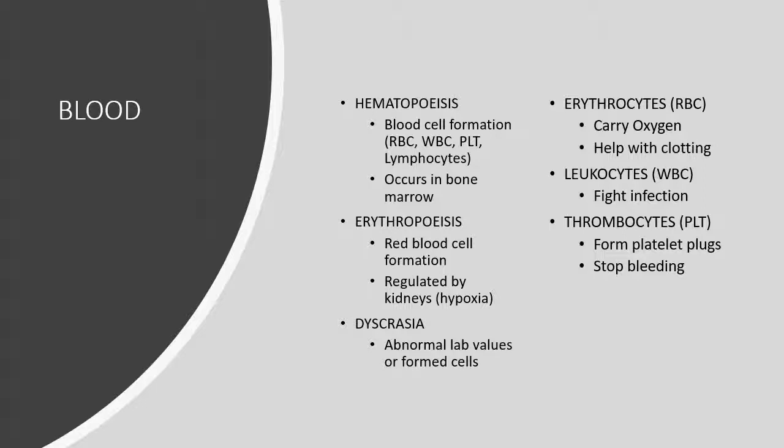Erythropoiesis, for example, is red blood cell formation, and the kidneys release erythropoietin, a hormone that triggers the stem cell to make red blood cells or erythrocytes. And this is regulated by kidney perfusion and oxygenation. So when the kidneys sense hypoxia, they trigger the bone marrow to create more blood cells.